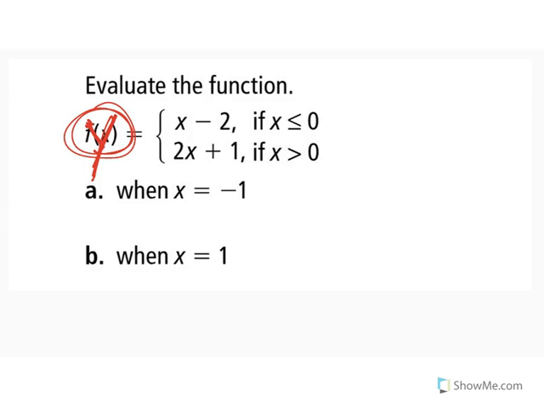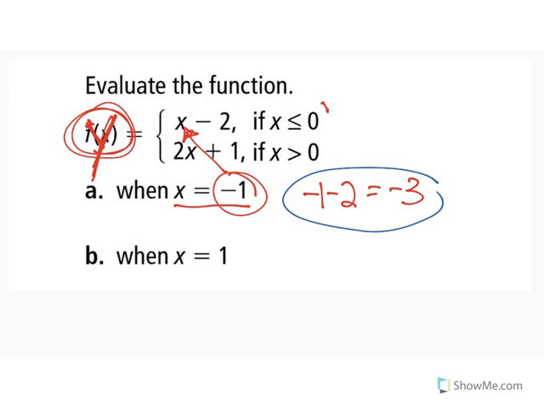So the first thing you need to do is look, okay, when x is -1, which one of these does that apply to? If x is less than or equal to 0, -1 would fit in there, right? Because -1 is less than 0, so we're talking about that one right there. So what that means is that you put your -1 in for that x. So -1 minus 2 equals -3. And that's your answer, okay? Show me your work, though, to get there. Don't just give me the answer.